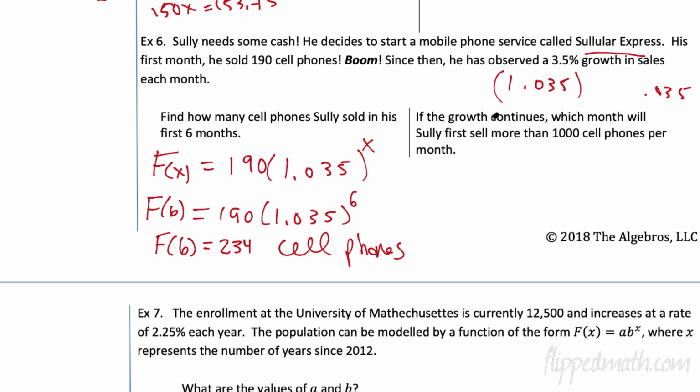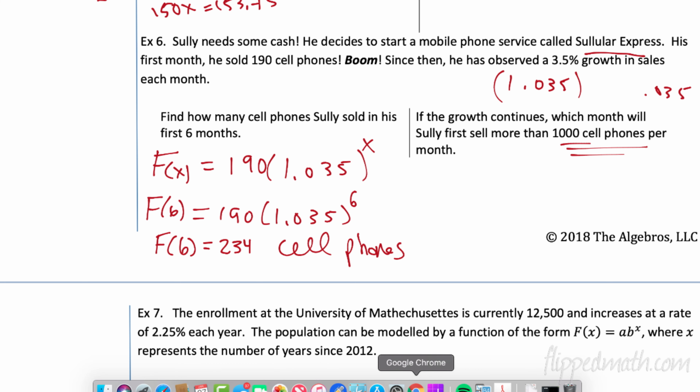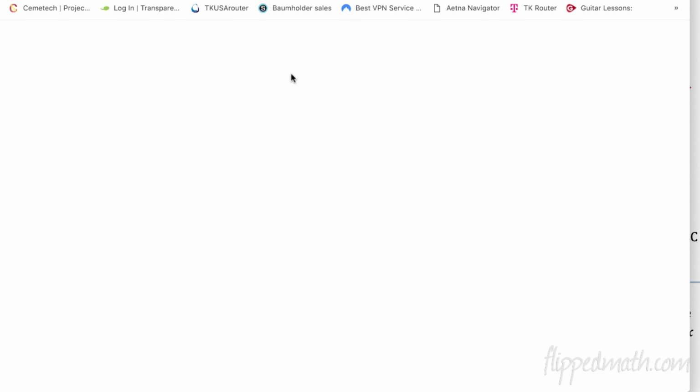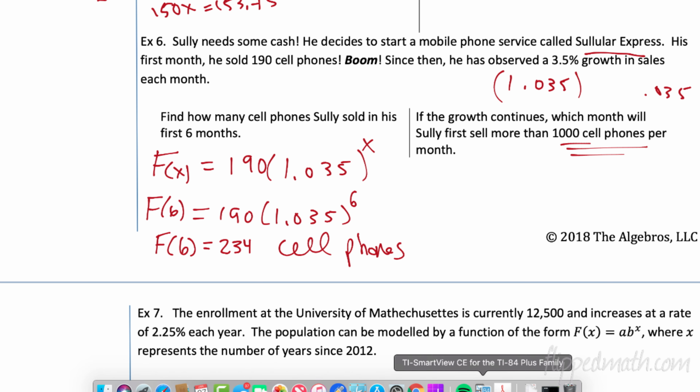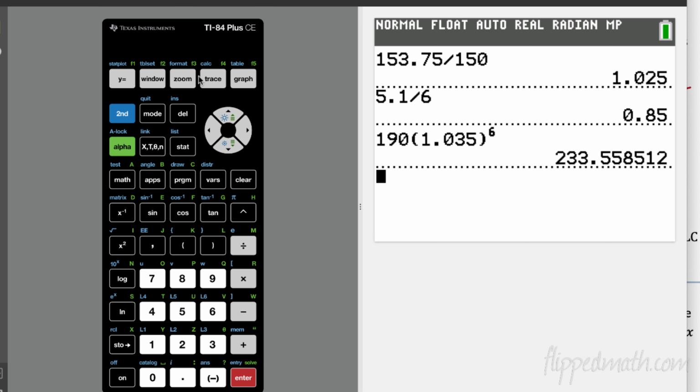Next question: if the growth continues, which month will Sully first sell more than 1,000 cell phones? To do this, I'm going to teach you how to use your calculator, and that's going to be important. You're going to need to use it in this lesson as we go through. You're going to have to use your calculator to do some of these. Here's your calculator.